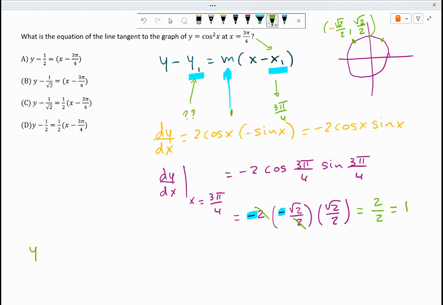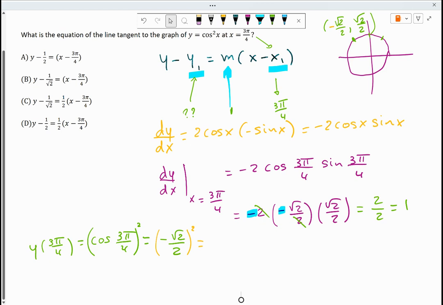Well, y at 3 pi over 4 would be equal to the cosine of 3 pi over 4 raised to the second power. Again, if we look up to the unit circle that I had above, at 3 pi over 4, the cosine is equal to negative root 2 over 2. But now we're going to raise that to the second power, which means our answer is going to be positive. And then we're going to have positive 2 over 4, which is 1/2.